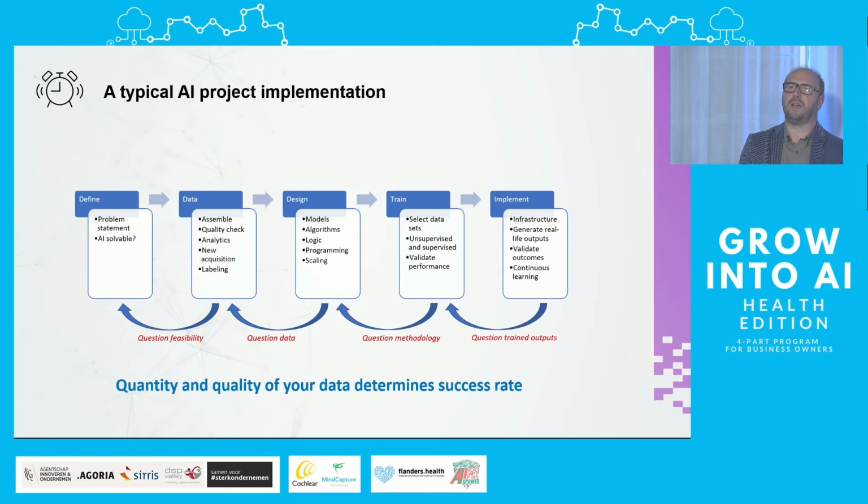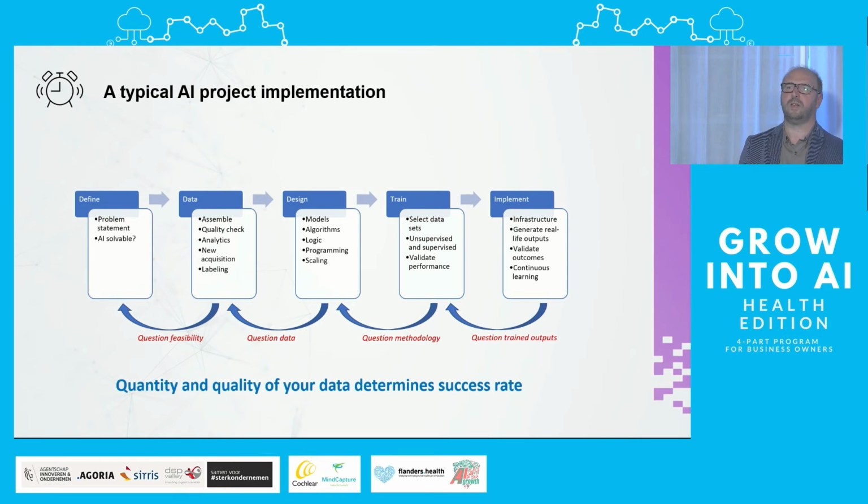Now, a typical AI project always starts with defining the problem. Why have I put it here? Because a lot of people believe that they can solve their problem with AI, and it's not the case. And we shouldn't waste our time and effort trying to do it. So a good problem statement and a very open question: is this something where I can use AI?